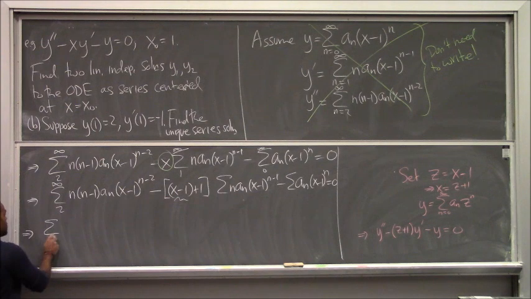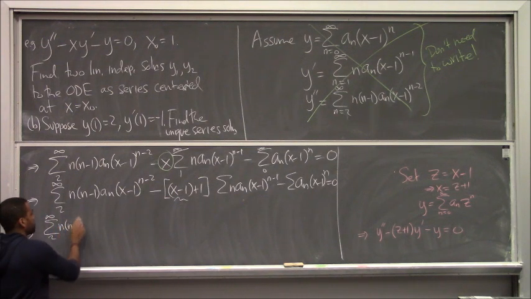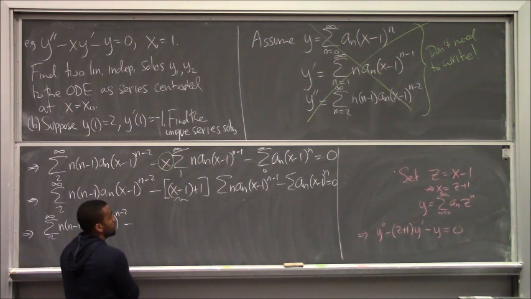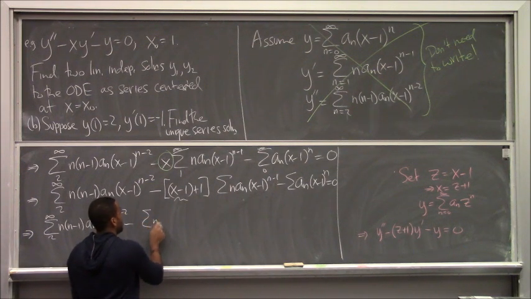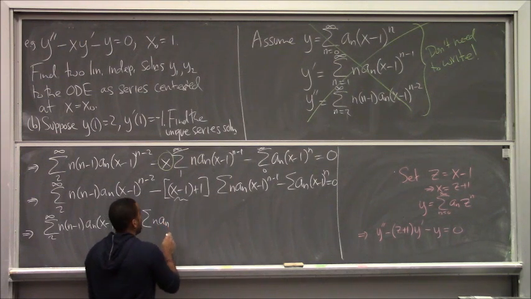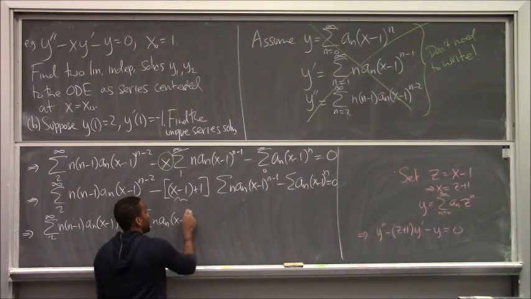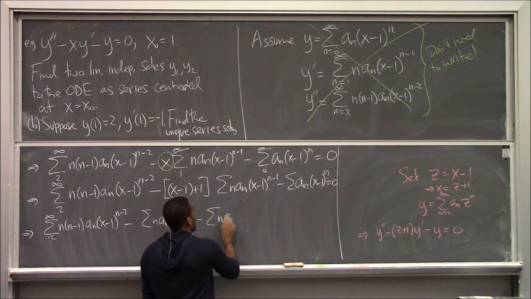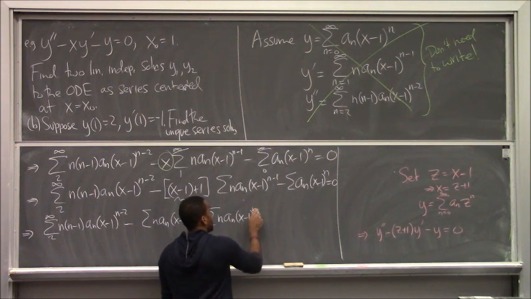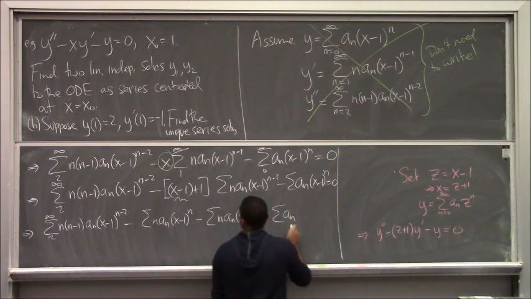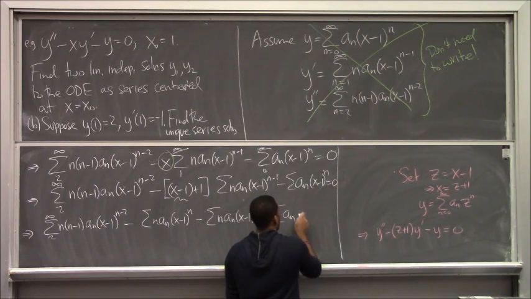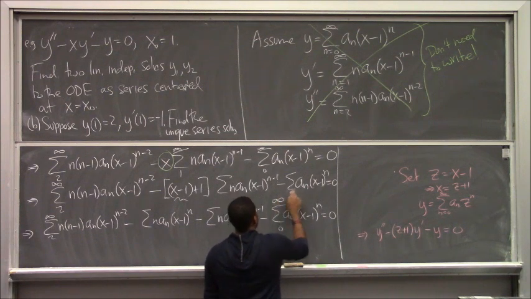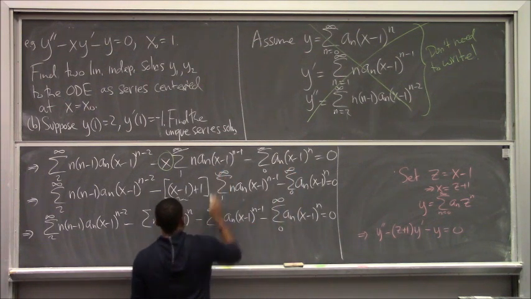But for now, let's just jump into this. So this would look like minus the series of n a_n (x minus 1) to the n, because that bumps the power up by 1, minus n a_n (x minus 1) to the n minus 1, minus... So this starts at 0. This starts at 1.